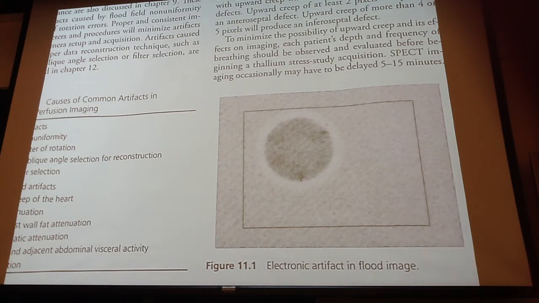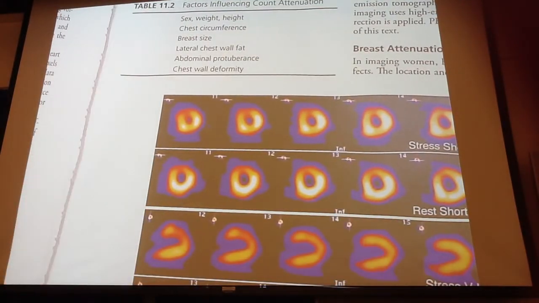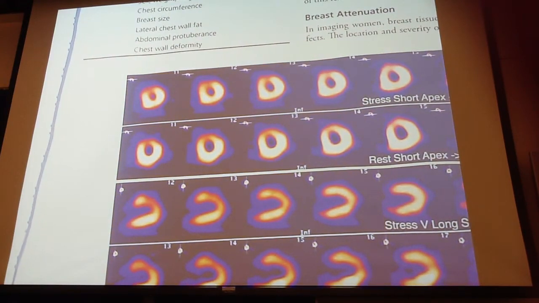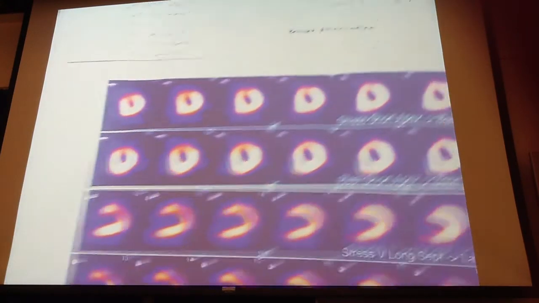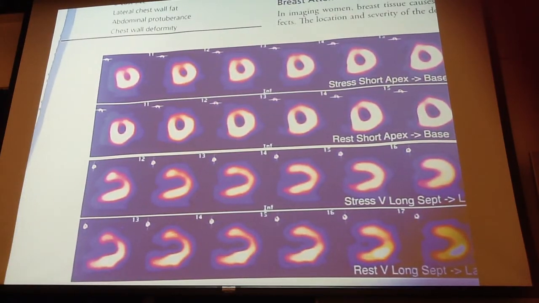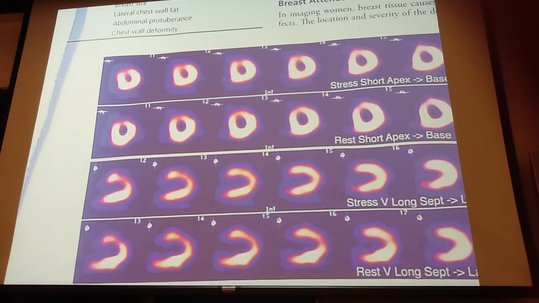On this one over here, what do you think is going on with this one? And first of all, do you guys see a defect anywhere? The anterior wall, yeah. What would be a cause of that? It looks a little bit weird to me. Could it be attenuation from the breast or something? Very good, that's exactly what it is.